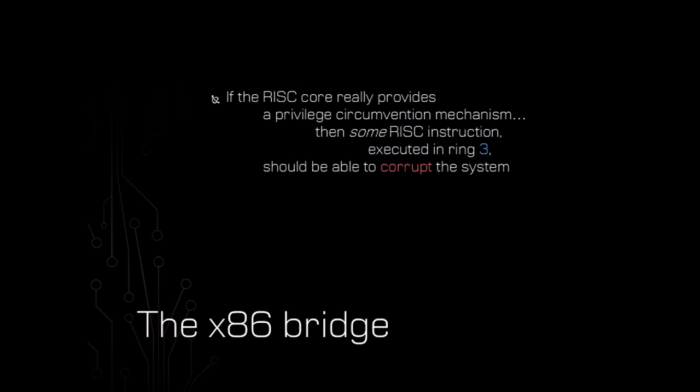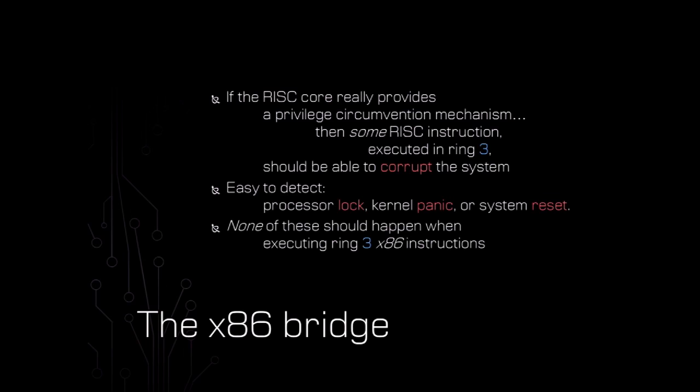The theory here is that if this core actually does provide a way to get around the processor security checks, then there should be some RISC instruction that when executed in ring 3 would corrupt the system. Basically, that would give us something really easy to detect. If the processor locks or the kernel panics or the system resets, that would be a sure sign that we executed a RISC instruction, because none of those things should be able to happen if you're just executing ring 3 x86 instructions. So if we detect any of that behavior, we know that we've found a corrupting RISC instruction and therefore found the x86 bridge instruction as well.